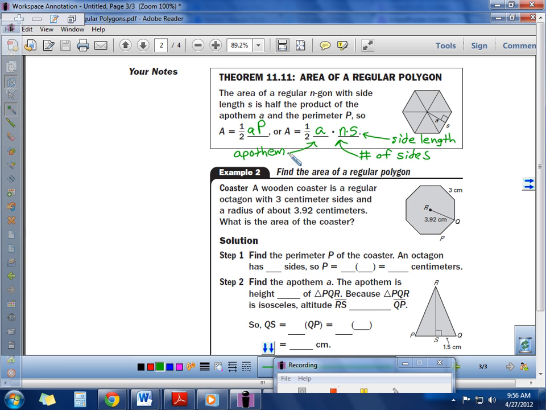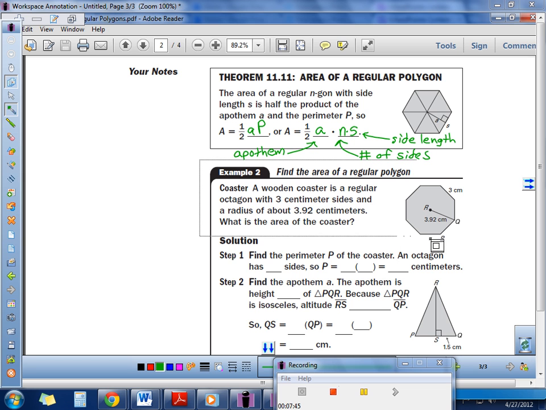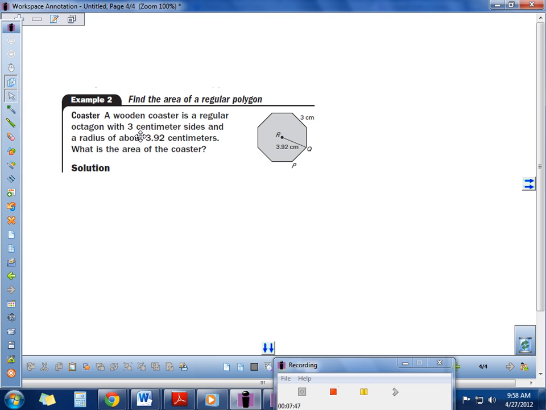We're going to practice this on example 2, and I'm going to point out the key parts that you have to be aware of. I'm going to take this and put it in a new page. That way we can just focus on the picture. Here we go. Here's the key stuff we need.